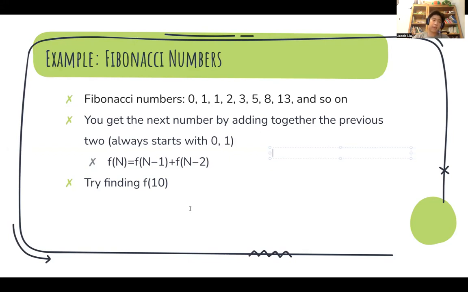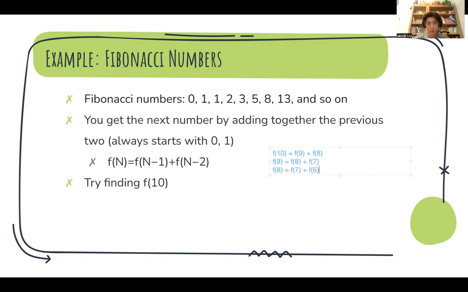So yeah, let's try to find f of 10 for the Fibonacci numbers. So let's see. f of 10 is equal to f of n minus 1, 10 minus 1 is 9, plus f of 10 minus 2 is 8, right? f of 9 equals f of 9 minus 1 is 8, 9 minus 2 is 7. Oops. f of 8 equals f of 7 plus f of 6.